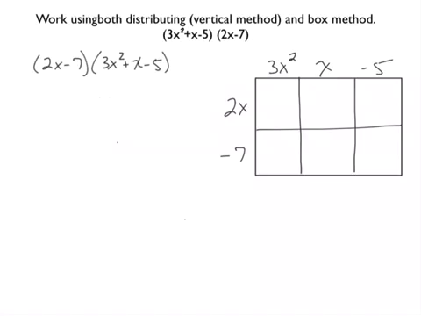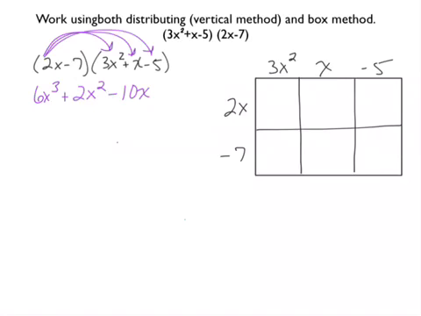We'll do distribution first. Notice I've changed the order here and put the 2x minus 7, the binomial, first. I find it easier to distribute that way. First I'm going to multiply the 2x times the 3x squared and get 6x cubed. Then we take the 2x and multiply it by the x and get 2x squared, and multiply the 2x by the -5 and get -10x. I have now used the first term of the binomial and multiplied it with everything in the trinomial.